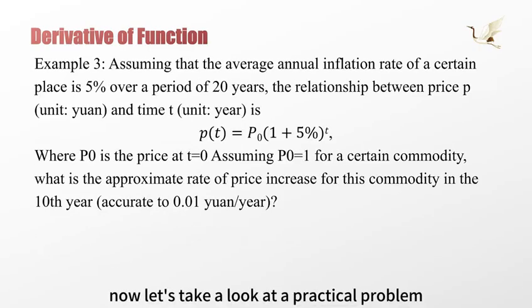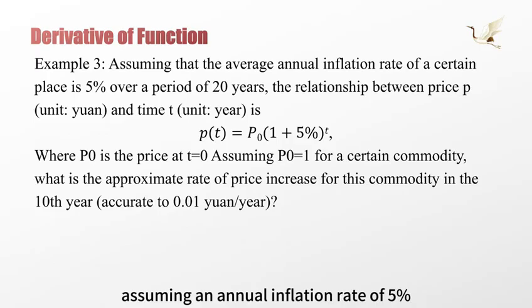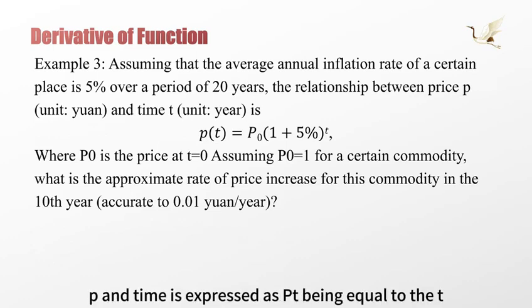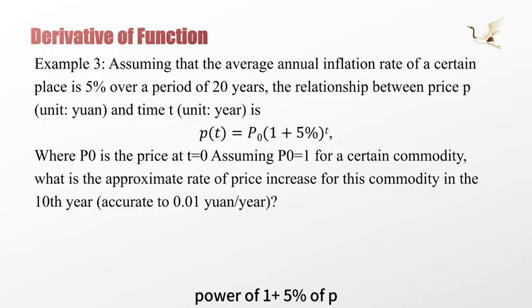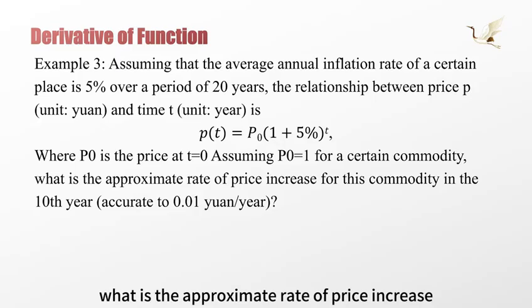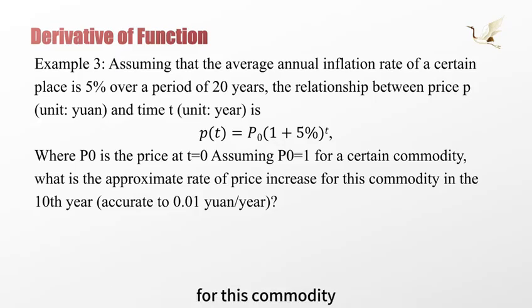Now let's take a look at a practical problem. Assuming an annual inflation rate of 5% in a certain area over a period of 20 years, the relationship between price P and time t is expressed as P(t) equals P0 times 1 plus 5% to the t power, where P0 is the price at which t equals 0. If we assume that the P0 of a certain commodity is equal to 1, what is the approximate rate of price increase for this commodity in the 10th year?